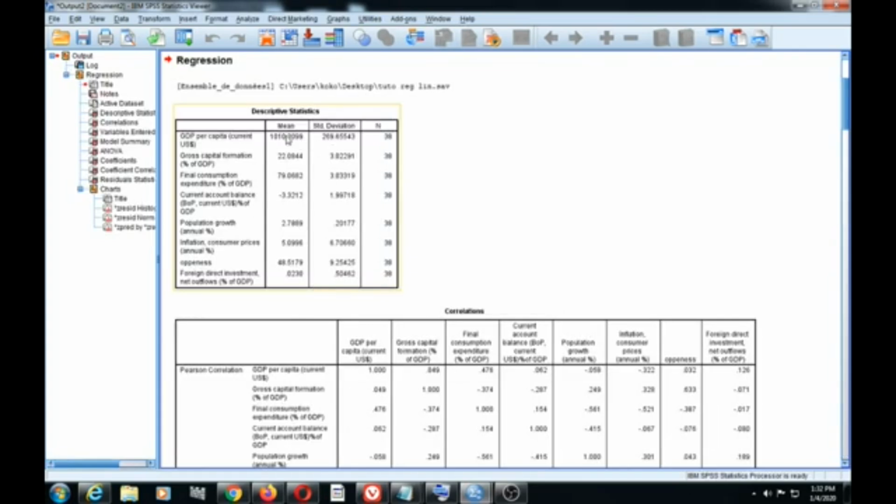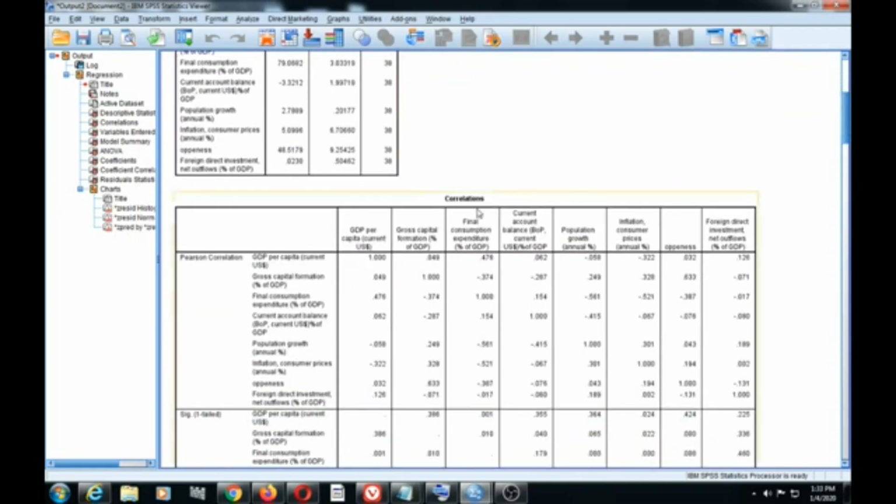In the first table we have the descriptive statistics of GDP per capita. We have the mean of GDP, the standard deviation, and the number of observations over which the mean has been computed. We have gross capital formation, mean and standard deviation. We have the mean and standard deviation for all variables in our linear model. We also have correlation here, between the different variables. We have the Pearson correlation between our different variables.